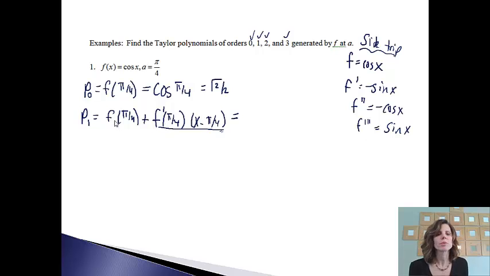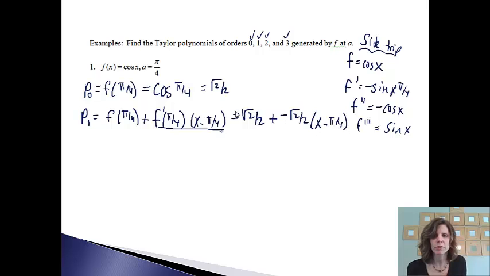Okay, first of all, f of pi over 4, we already found, was equal to the square root of 2 over 2. And then plus the derivative, which was negative sine x. If I plug pi over 4 into there, sine of pi over 4 is square root of 2 over 2, but there's a negative in front of it, so this is going to be negative square root of 2 over 2, and then we'll just leave that as x minus pi over 4. We don't need to do anything with that. So this is a polynomial of order 1.